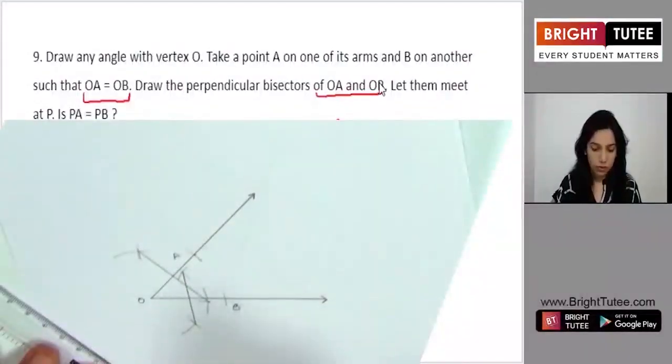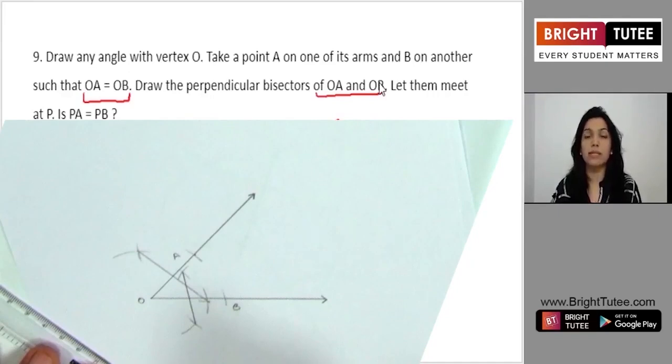And what you will observe when you do such a clean construction, this is the kind of image that you will see. Okay. So first of all, any angle, we had this vertex O. We marked a point A. We measured what is AO. We made the same size here, that is point B we marked. And then we drew perpendicular bisectors to these two. We see they are meeting at this particular point here, right?